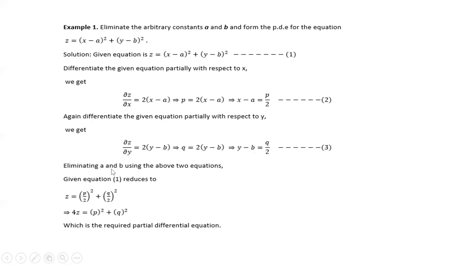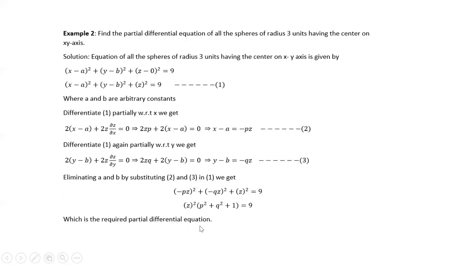Now from equations 2 and 3, we try to eliminate the constants. That means we are going to substitute x minus a and y minus b as p by 2 and q by 2 into the given equation 1. That is how we eliminate. So given equation 1 reduces to z equal to, see in equation 1, x minus a is substituted as this and y minus b is substituted as this from equations 2 and 3. The denominator, you can see a 4, gets cross multiplied, equal to, on the right hand side you will get p squared plus q squared, and that is the required PDE or the partial differential equation.